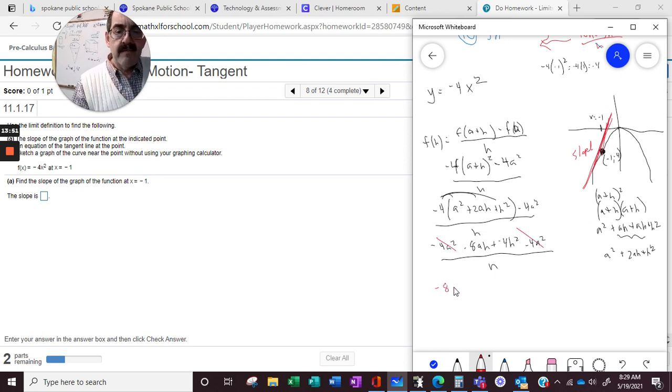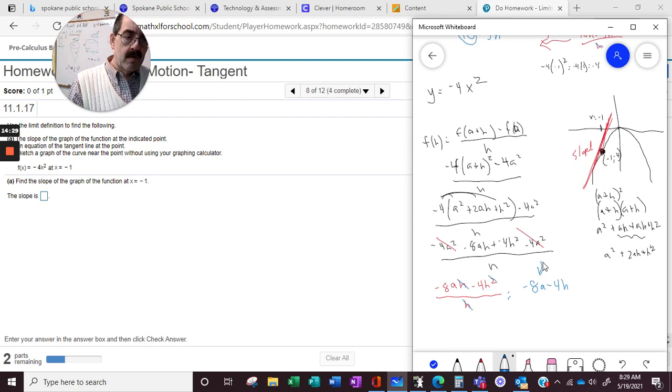So now we have negative 8ah minus 4h squared all over h. See how the h's can cancel? That h goes away, that h goes away, that h goes away, leaving us with negative 8a minus 4h.